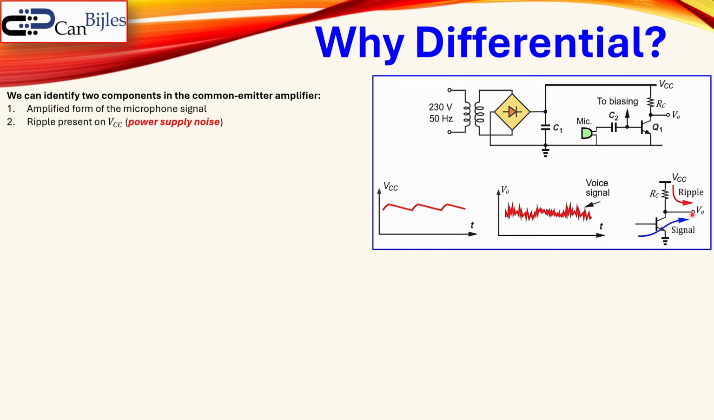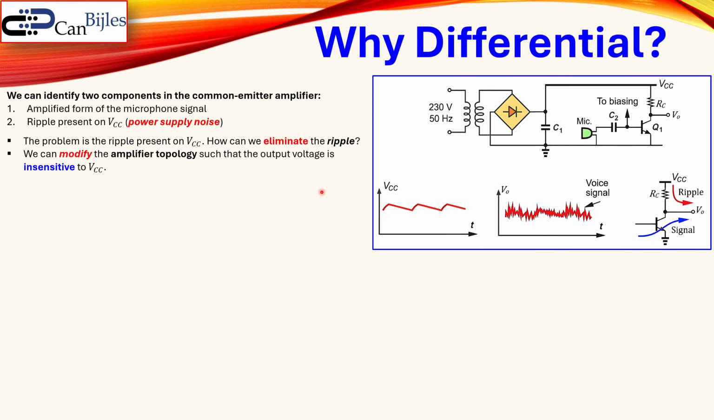So the blue signal is what we want, that is the information, but the ripple, this red one, is also coming into this output node, and that will then disturb your signal. So the problem is a ripple present on this VCC in this case, so how can we now eliminate that ripple? That is our objective.